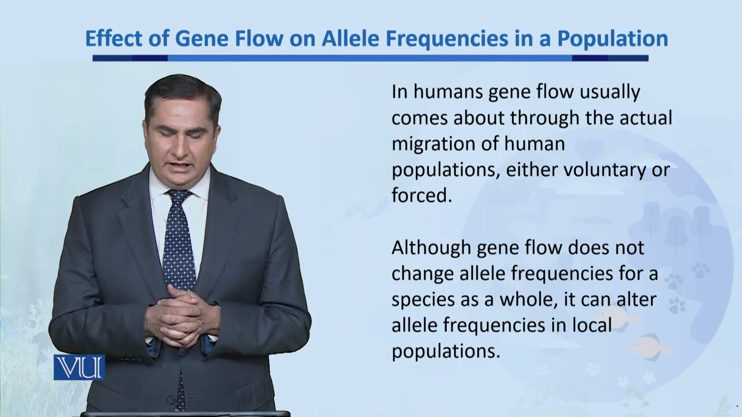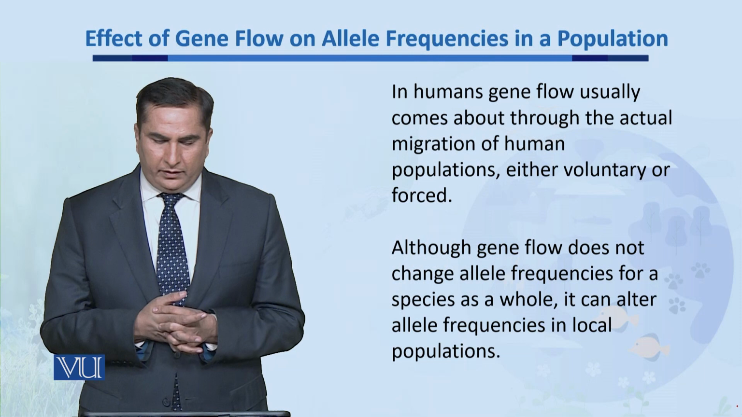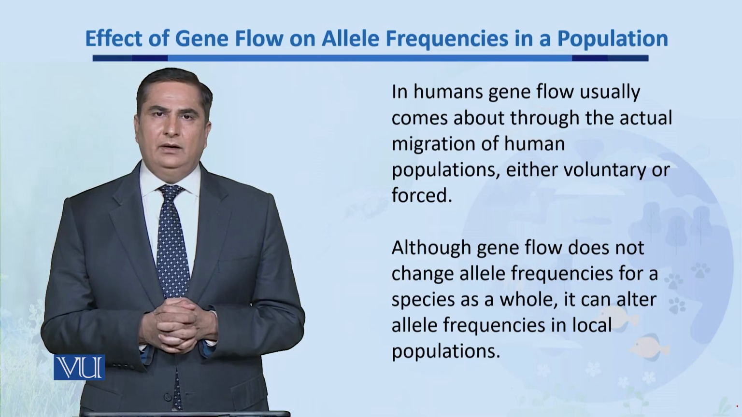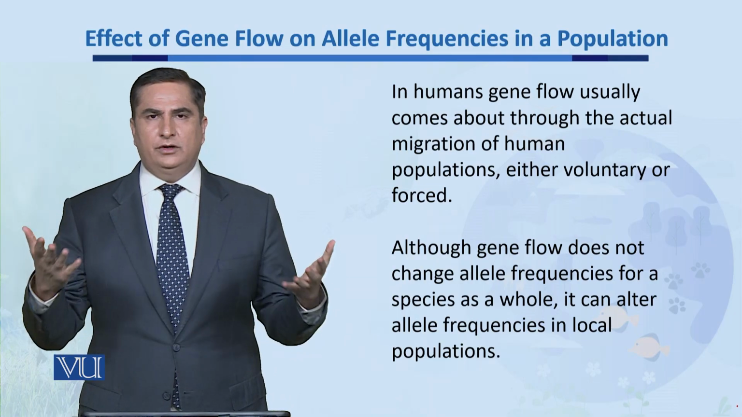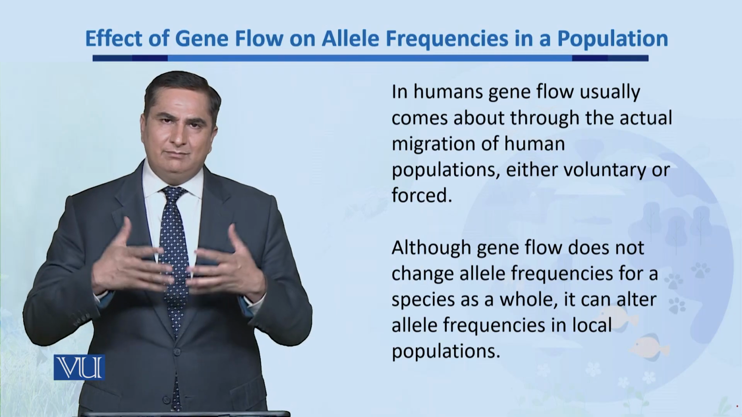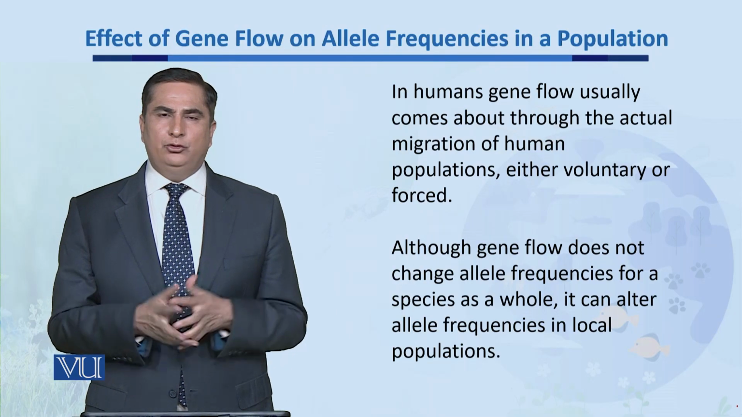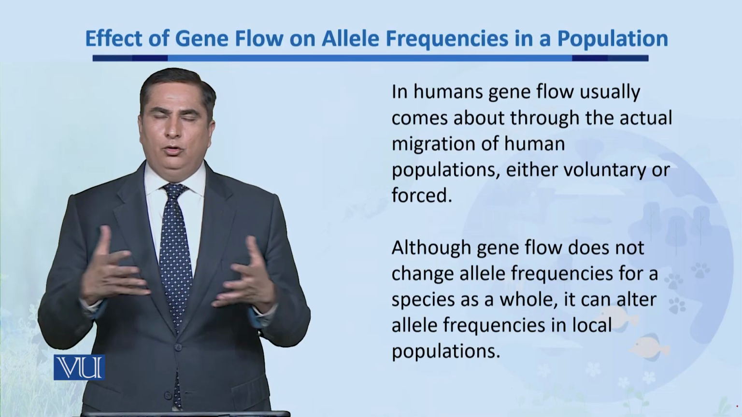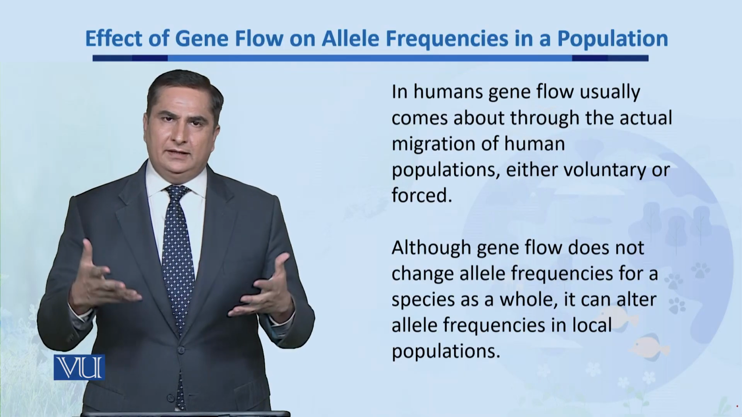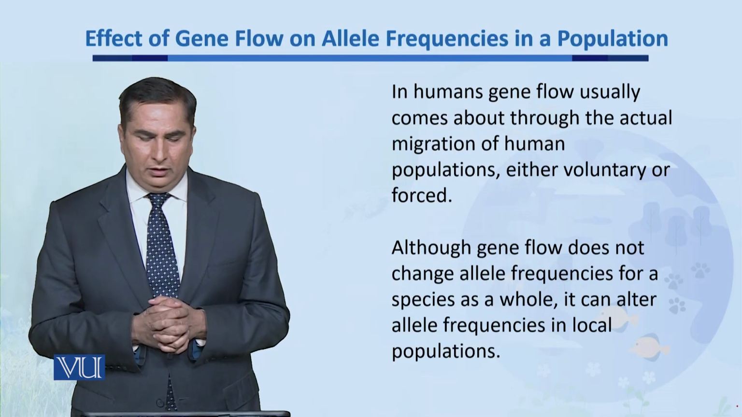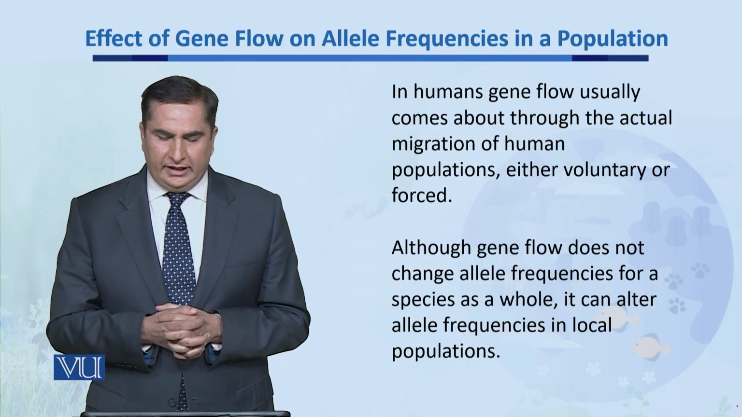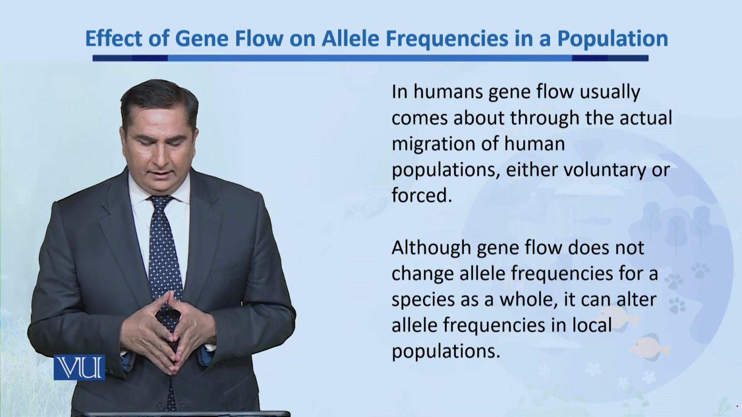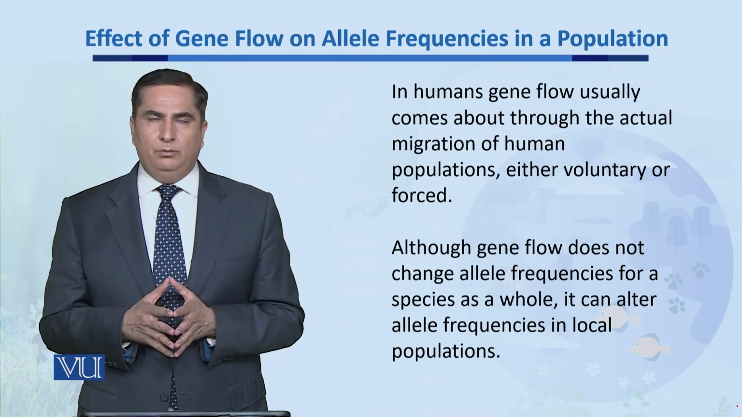In humans, gene flow usually comes about through the actual migration of human populations, either voluntarily or forced. Forced migration of the population could be due to many environmental factors, including fire or earthquakes, or even floods, or some other factors. Although gene flow does not change allele frequencies for a species as a whole, it can alter allele frequency in that local population.